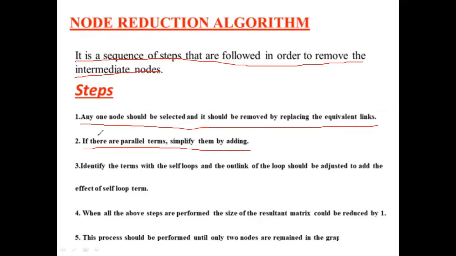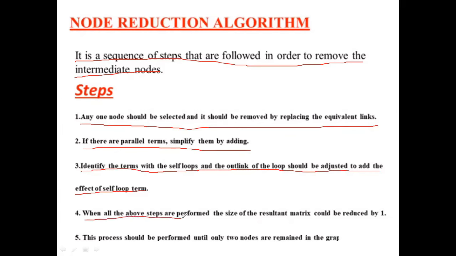So what's the first one? Any one node should be selected. For example, I want to remove a node. That one node should be selected and removed by replacing it with equivalent links. For example, if there are any parallel links, then simplify them by adding. After that, identify the terms with self loops, and the outlink of the loop should be adjusted to add the effect of the self loop term.